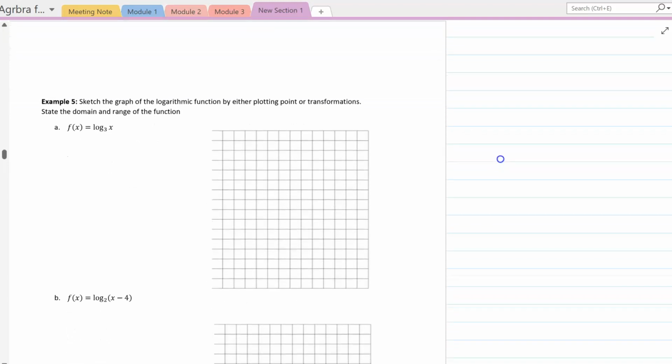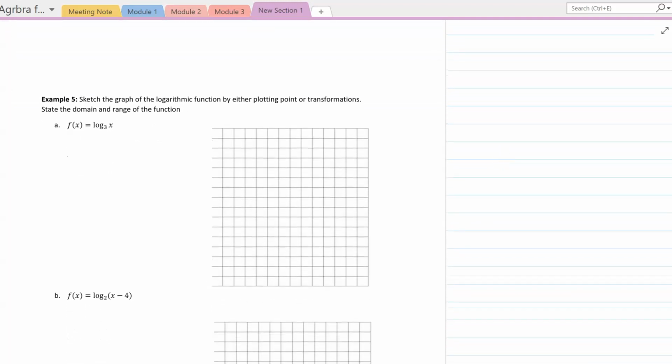So let's graph the logarithmic function by either plotting points or transformation. State the domain and range of the function. I'll go ahead and sketch this using the plotting point method. So when we plot points, we pick the values. So here's x. Is y equal to log base 3 of x.